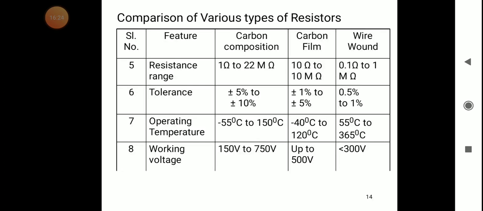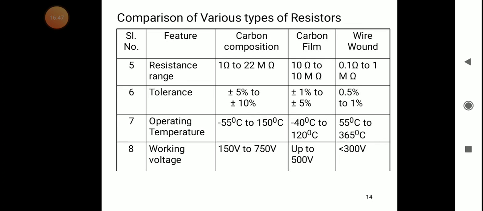Value is 0. So we have the various types; in the comparison you can see the resistance range. Carbon composition is available from 1 ohm to 22 mega ohms. Carbon film is available from 10 ohm to 10 mega ohm. Wire wound is available from 0.1 ohm to 1 mega ohm.